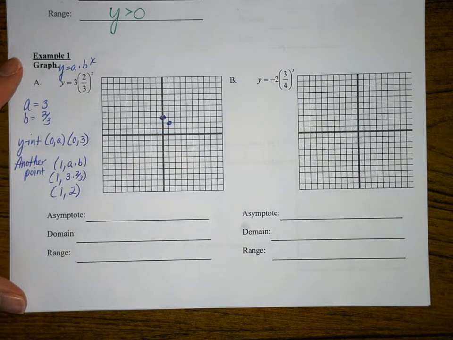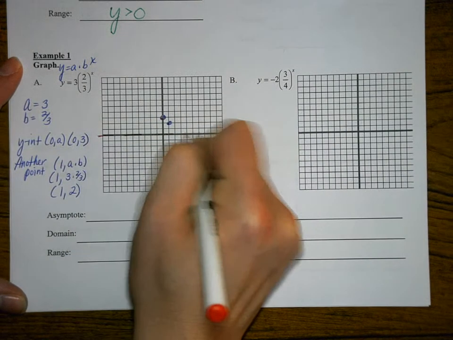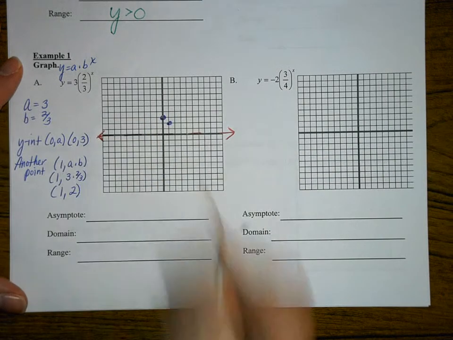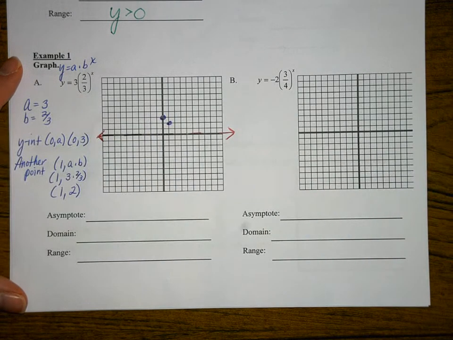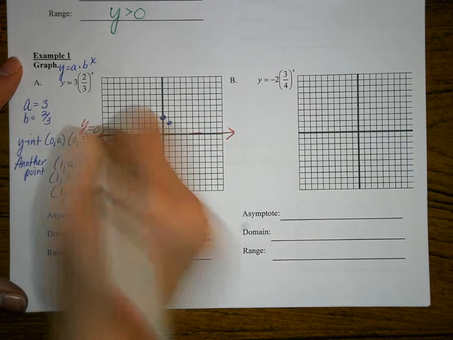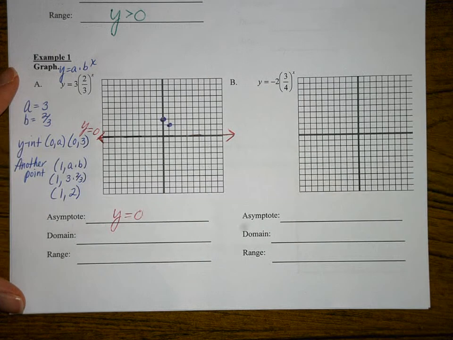Now, we should realize that my graph has a guide, and that guide lies where? The x-axis, absolutely. My asymptote, the guide for my graph, is on the x-axis. So I'm going to put a dashed line for that asymptote. It needs to be on the graph, but it's not part of the graph. So my asymptote lies on the x-axis, which is y equals 0.